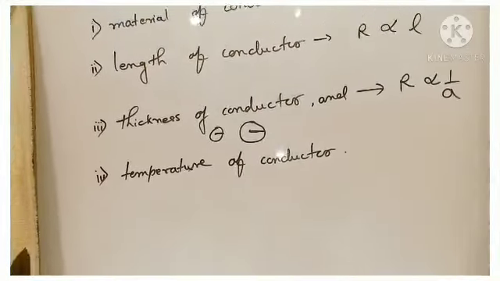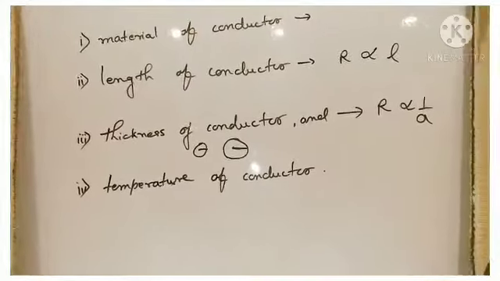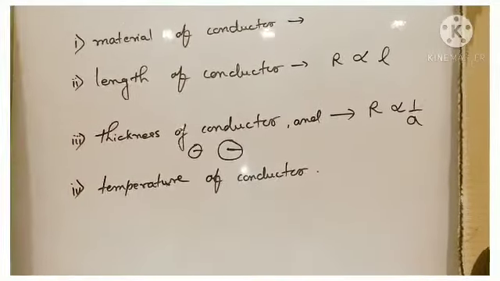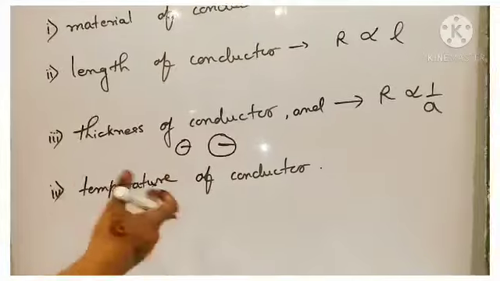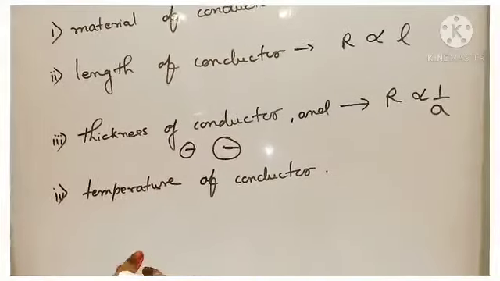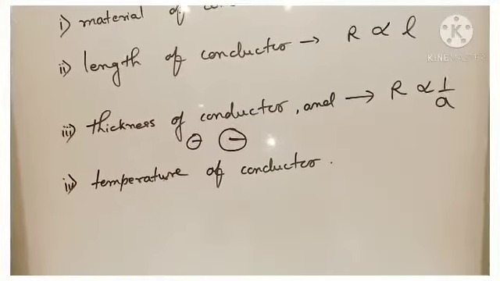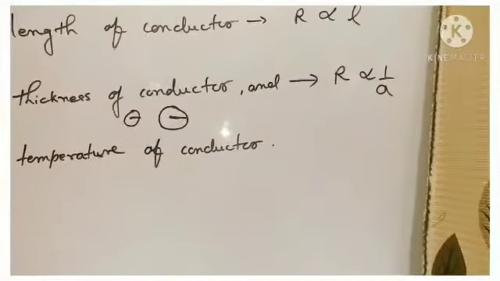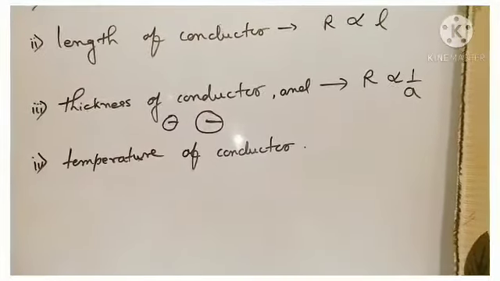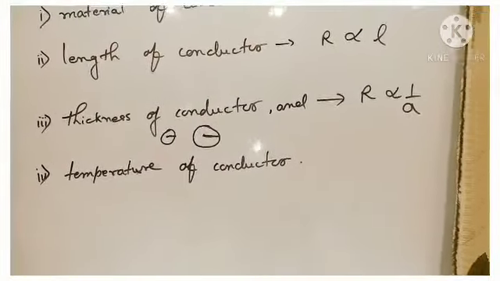So now the next one, the last one, is dependence on the temperature of the conductor. With the increase in temperature of the conductor, the random motion of the electrons increases in the wire. As a result, the number of collisions of electrons with the positive ions increases, and hence the resistance of the conductor increases with an increase in temperature.